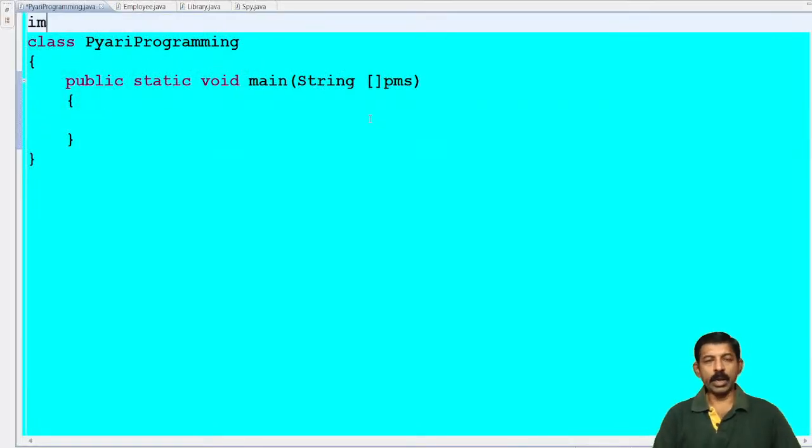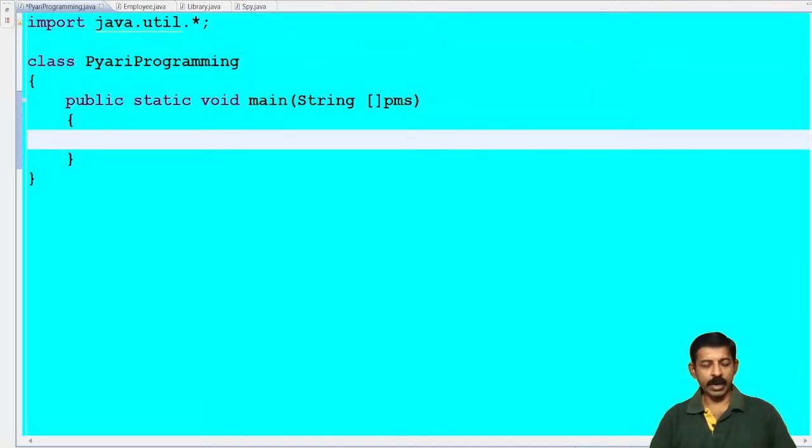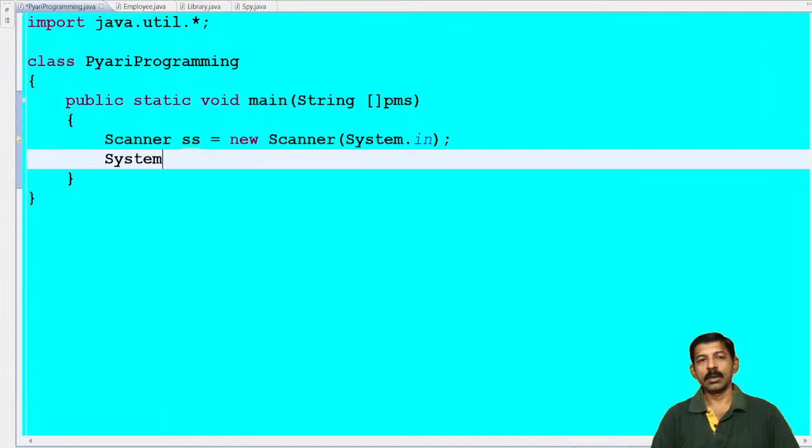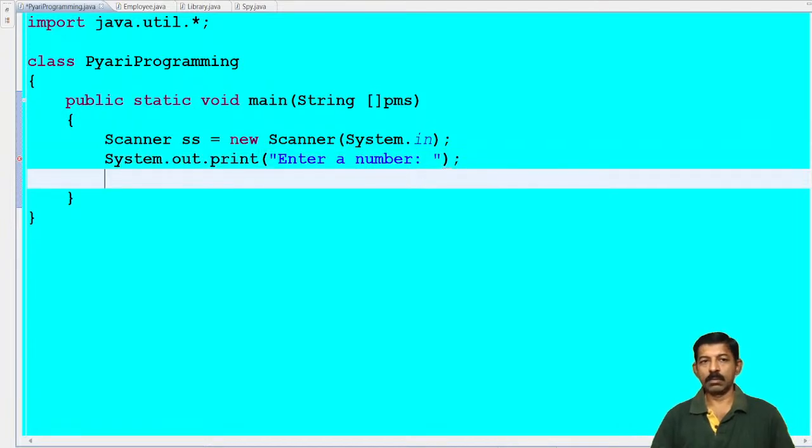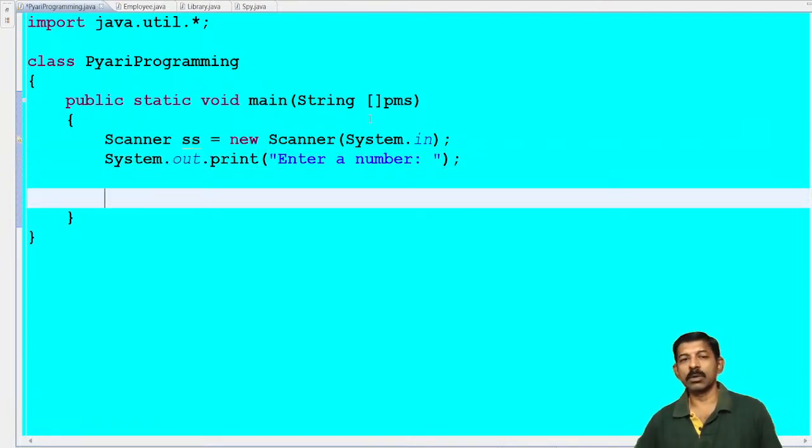So I need to write import because I need to accept the data. import java.util.*. Basic parts I am writing. Scanner ss is equal to new Scanner(System.in). This part is over. Now System.out.print, enter a number. This is basic, the accept part is over.